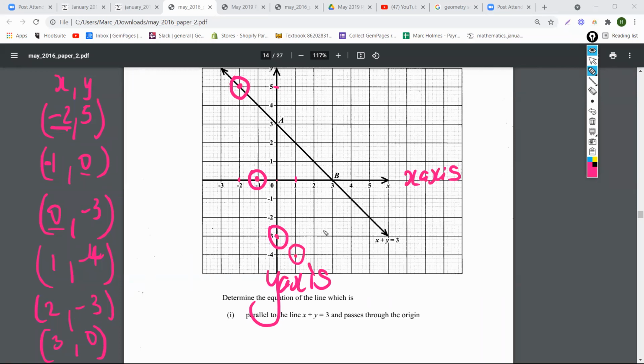When x is 2, y is equal to -3. So that's right here. And when x is equal to 3, y is equal to 0. That's right here. And the last point is right here. When x is equal to 4, y is equal to 5.